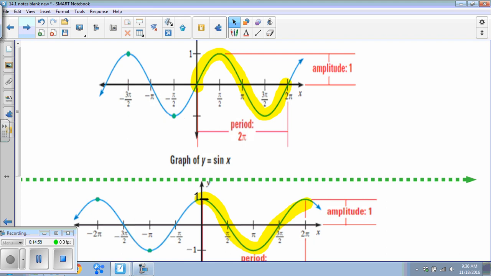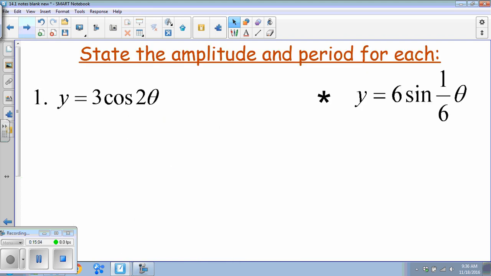This is what was on the board. Let's first just state the amplitude and the period for each one of these. Then we'll graph some problems. Now, do you see a degree sign anywhere? No. So you are to assume that this is radians. If you don't see a degree sign, then you have to assume it's radians.